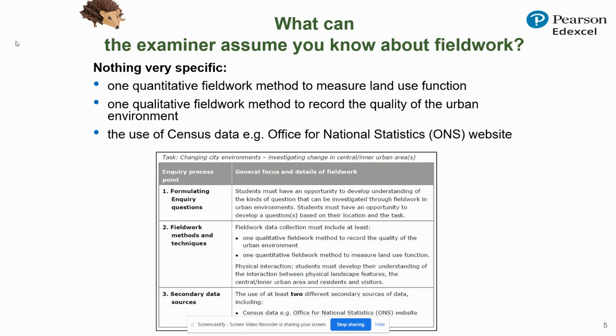What can the examiner assume you know about the fieldwork? They can't assume anything very specific, okay? They know that you have studied one quantitative fieldwork method to measure land use function in terms of urban areas, and one qualitative fieldwork method to record the quality of the urban environment, as well as the use of census data. So they can ask you anything along those lines.